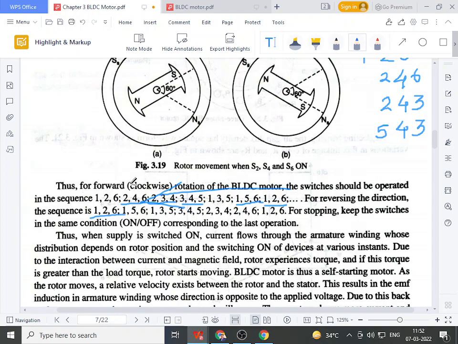Now this switching logic is generally determined or developed by the controller in the control scheme. Whatever control scheme we use, that may be a microprocessor based control scheme, or a DSP based control scheme, or a sensorless control scheme, this particular switching sequence will be generated, and accordingly the motor will rotate either in forward direction or in backward direction.